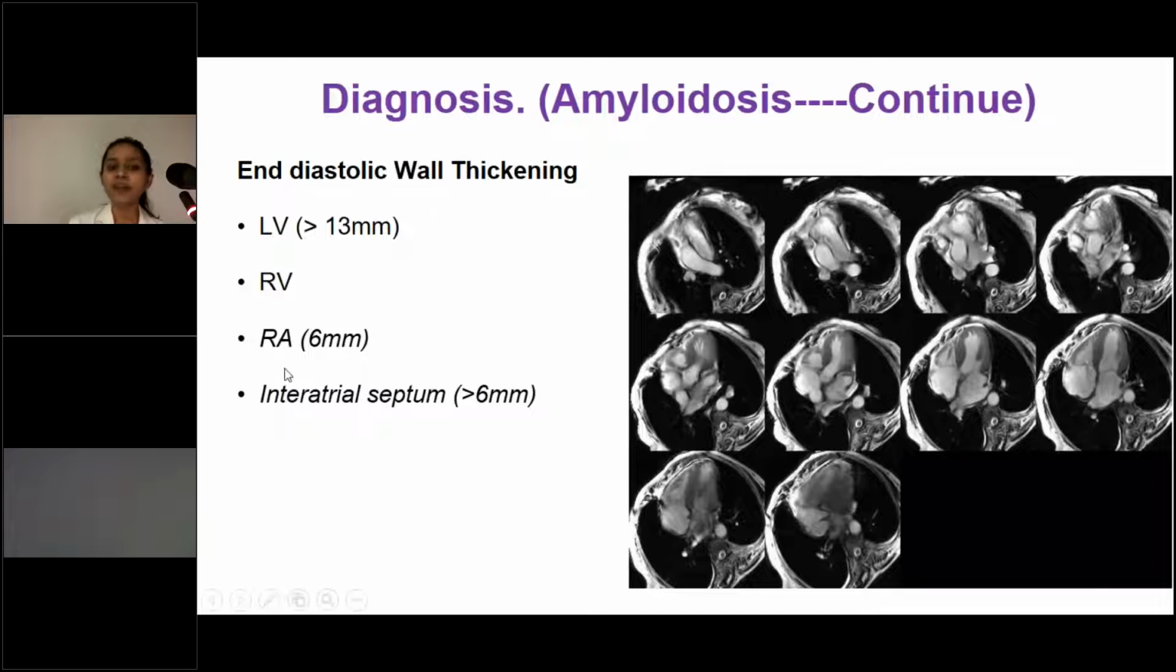So a few other things that are more specific for cases of cardiac amyloidosis are the presence of biventricular wall thickening, that is presence of right ventricular thickening along with left ventricular wall thickening, the thickening of the right atrial wall, as well as the thickening of the interatrial septum to more than 6 mm. This thickening of the interatrial septum is quite specific for the diagnosis of cardiac amyloidosis.